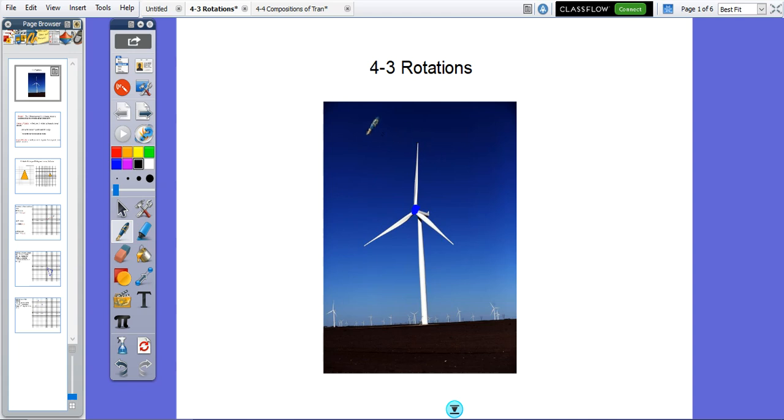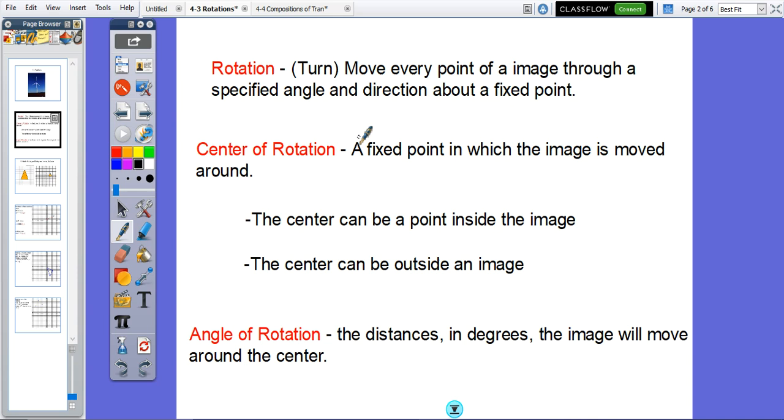So rotation, as we talked about before, is a turning or a move around a certain fixed point. Now that fixed point, we call the center of rotation. That center can be somewhere either inside the image or outside the image.